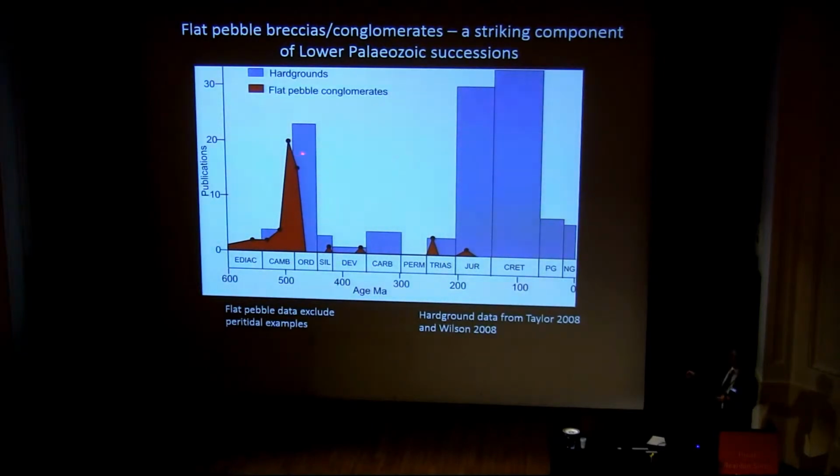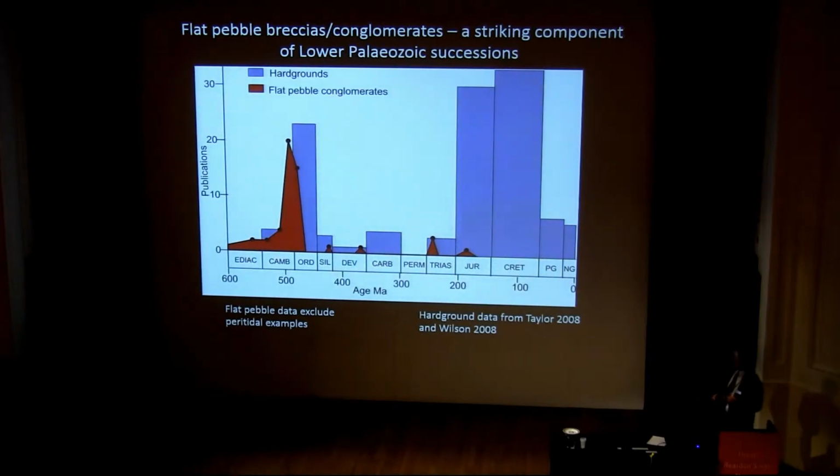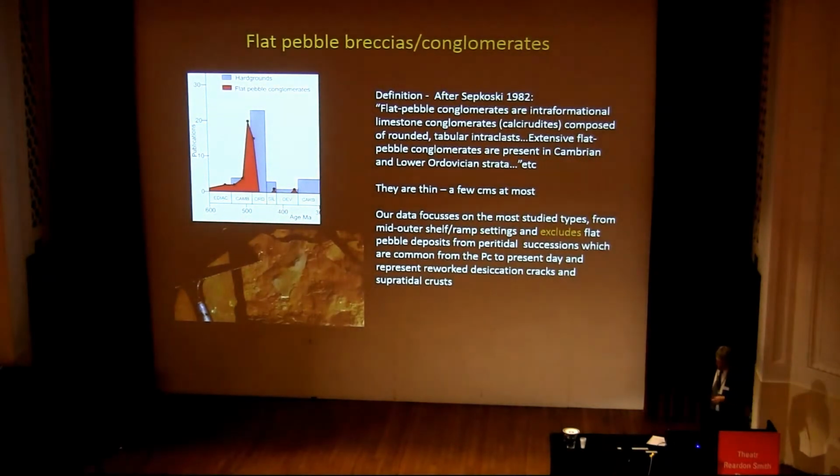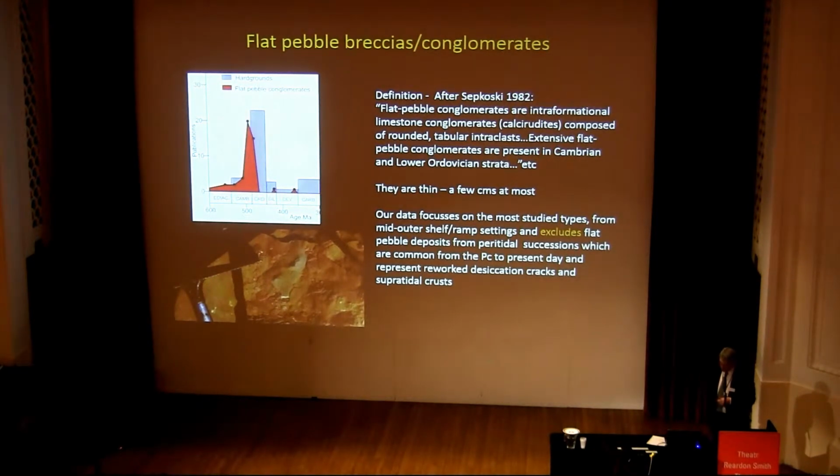Interestingly, as they peak and then decline, hardgrounds seem to come in, which is rather convenient for our interpretation, as you'll see later on. So they reach a maximum, really, during the late Cambrian, early Ordovician. So what are they? If I can quote from Sepkoski, flat pebble conglomerates are intraformational limestone conglomerates, calcirudites, composed of rounded tabular intraclasts. They form extensive flat pebble conglomerates, which are present in the Cambrian and lower Ordovician. They are thin, under a couple of centimetres thick.